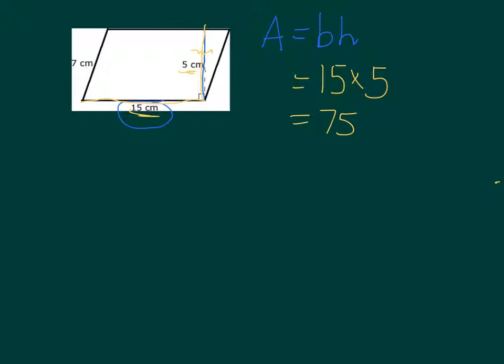Now remember, when we're doing area, we're doing units squared. So because everything in the question was in centimetres, our answer is in centimetres squared. So the area of this parallelogram is 75 centimetres squared. Okay, easy as. I just want to do one more example for you that's a little bit harder, but I reckon you're up to it.